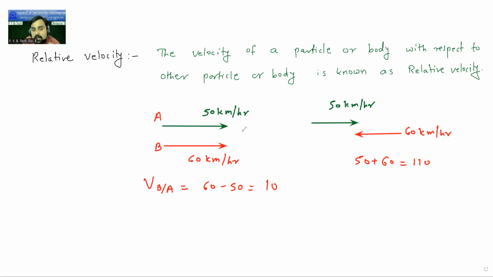When you calculate the relative velocity of two moving objects which are moving in the same direction, you subtract to calculate the relative velocity. And when you calculate the relative velocity of two moving objects which are moving in opposite directions, you add their velocities to get the relative velocity. Okay, so that we will see here.